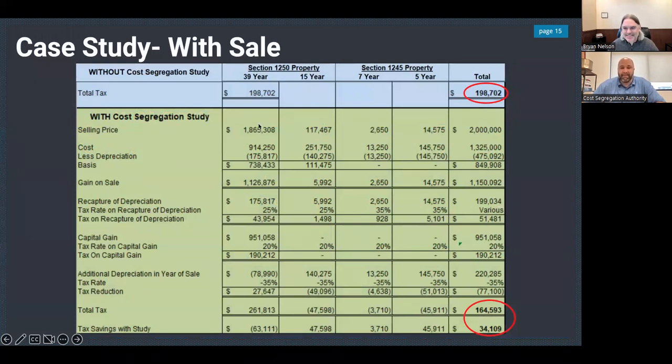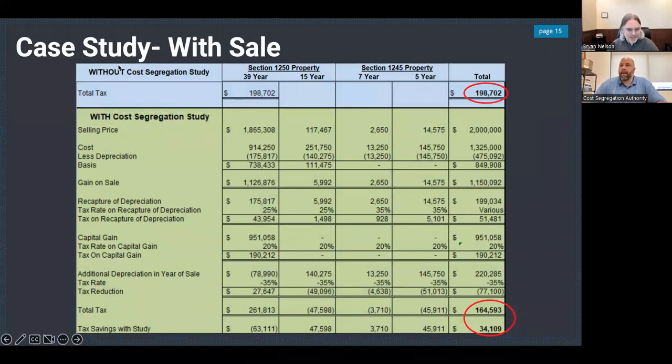So one of the more advanced concepts that we'll go over, but again, if you remember anything, just don't sell your carpet for more than you bought it for. And always have an analysis run, because it may be worth doing a cost seg study even right before you sell. You know, a cost seg study on this bike shop probably cost you $4,000. But if I can create a $34,000 tax savings, I just cleared $30,000 in tax savings. So definitely worth looking into.